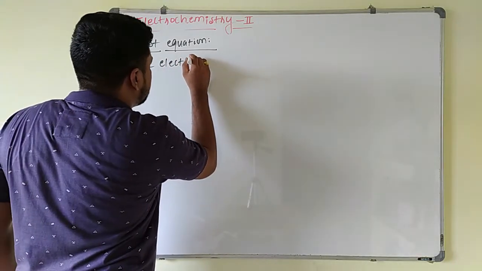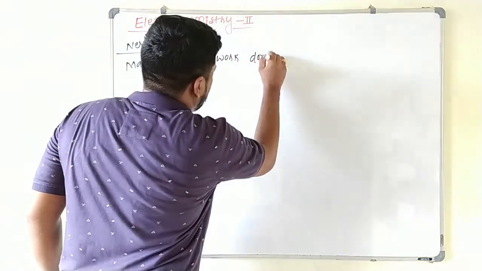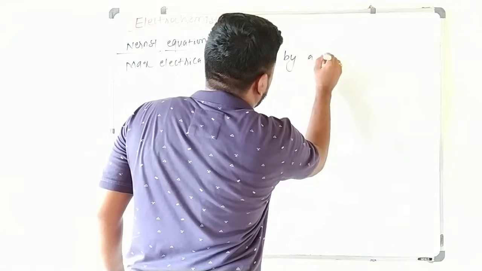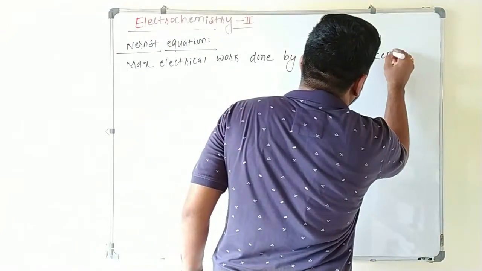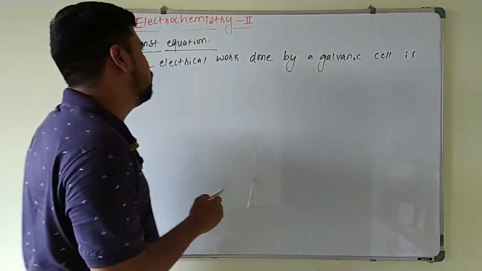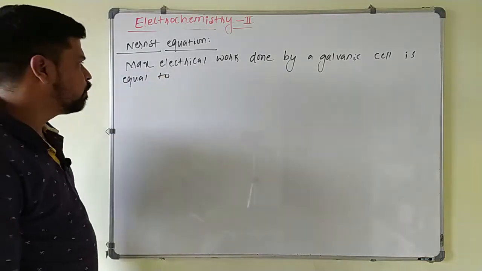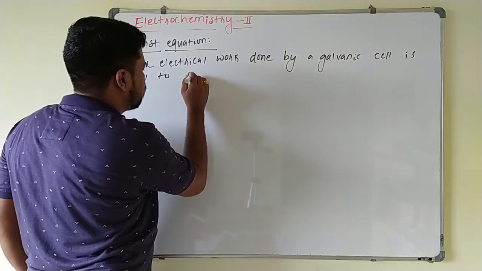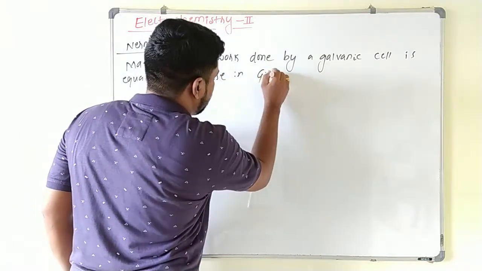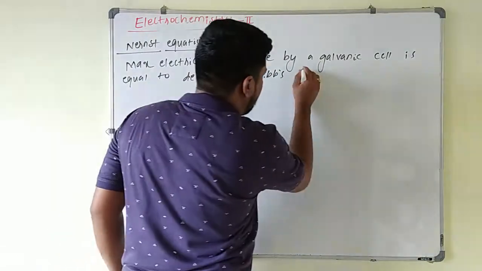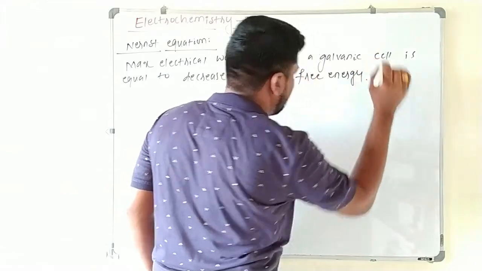So maximum electrical work done by a galvanic cell is equal to decrease in Gibbs free energy. Decrease in the Gibbs free energy.